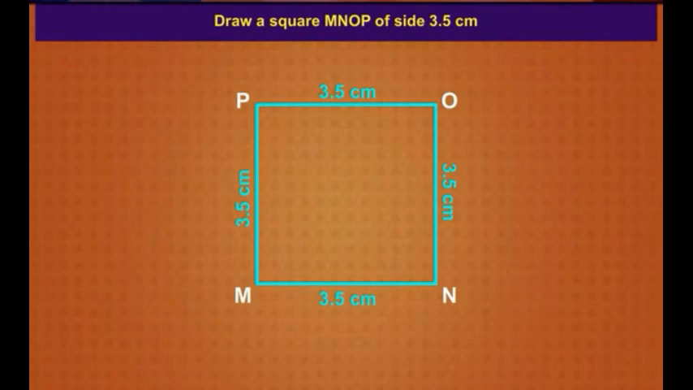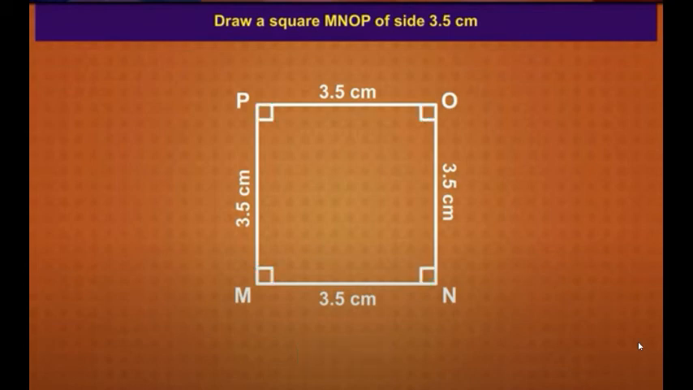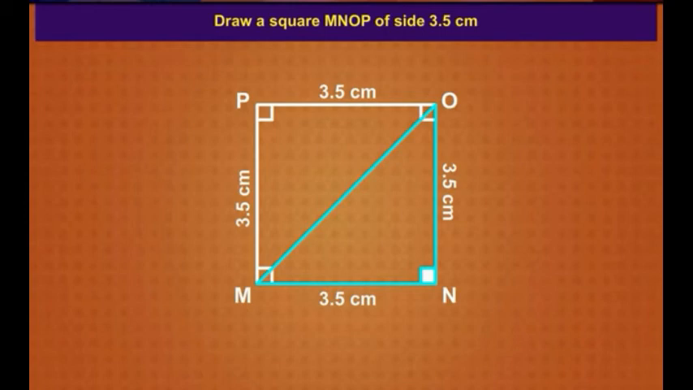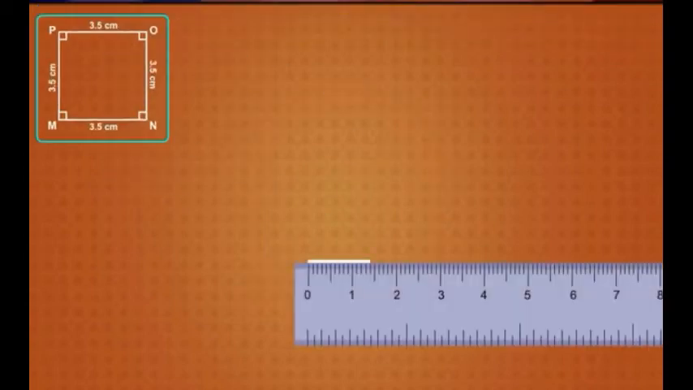Now only one detail is given to us, that is 3.5 cm. But we know the property of a square, that all the sides of a square are equal, that is 3.5 cm, and each angle of a square is also 90 degrees. First of all, we will draw the triangle MNO by using SAS rule. Then we will locate the point P.